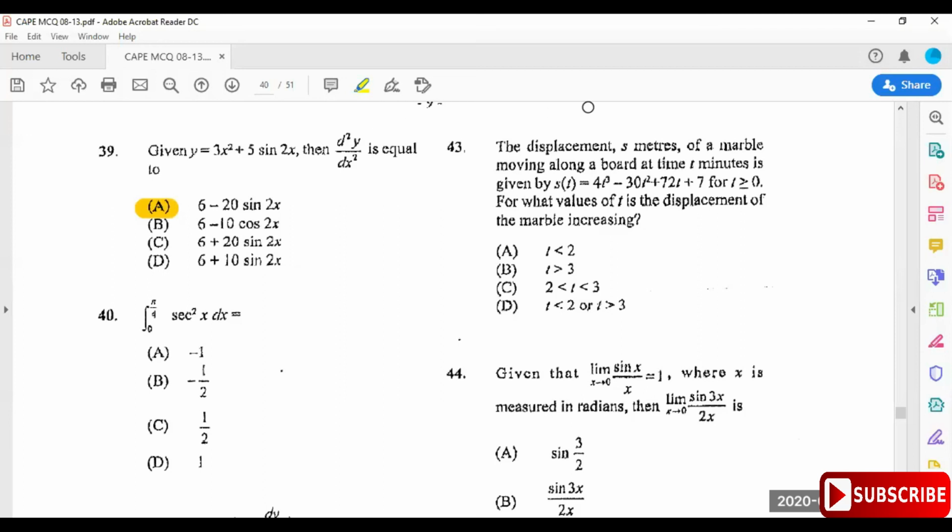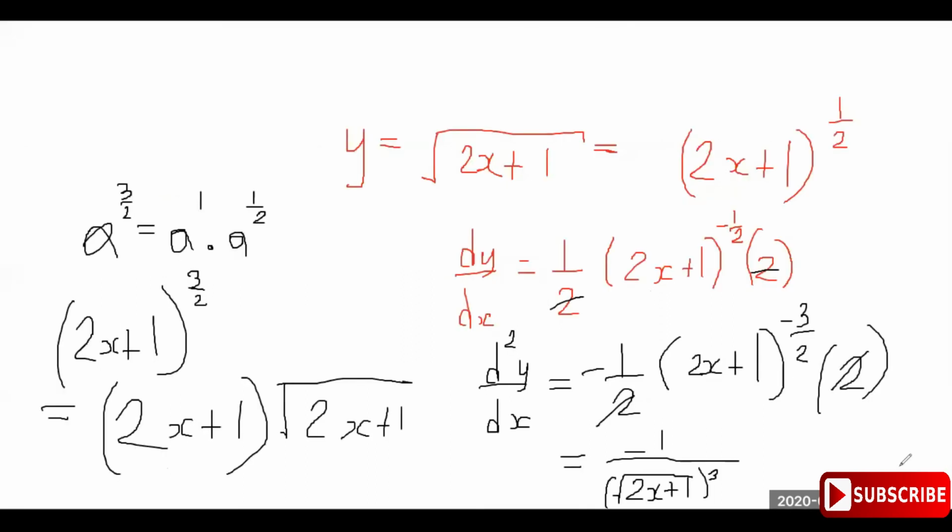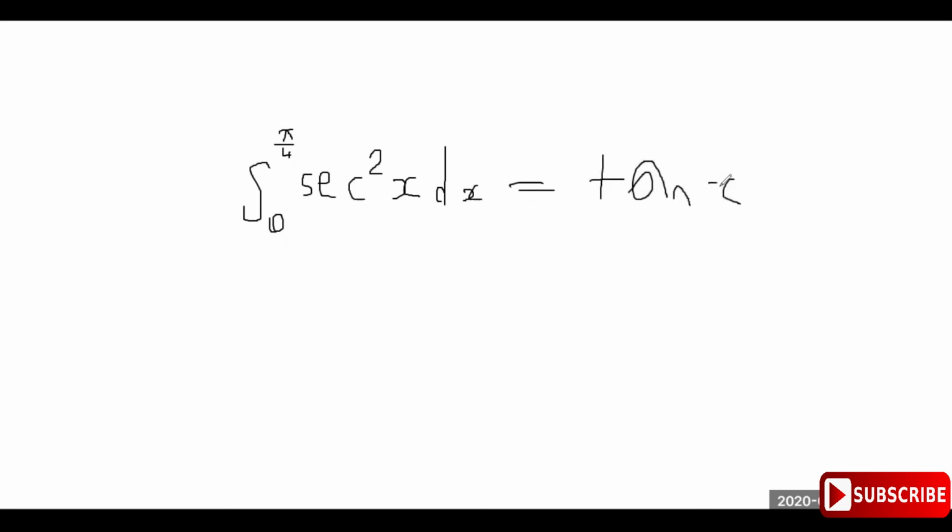Now let's look at question 40. We're going to be integrating from 0 to pi by 4. If we integrate secant square x, you get tan x. When you differentiate tan, you get secant square, so when you integrate secant square, you get back tan. So you get tan x, evaluated from 0 to pi over 4.